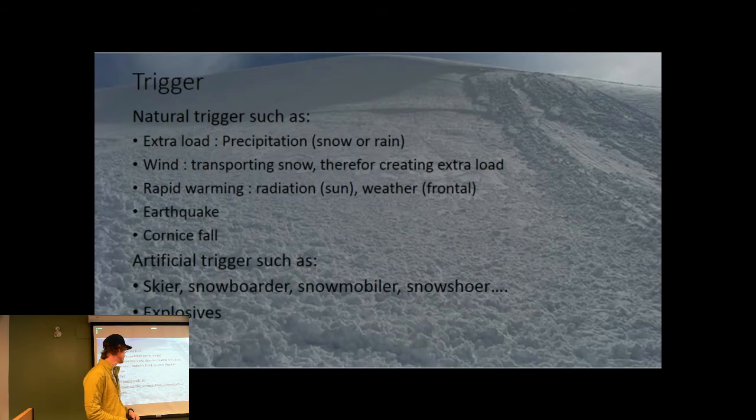Rapid warming, from sun or frontals, that means a frontal system or orographic lifting. If there's a warm front coming on, even if it's not sunny, the temperature might rise really quickly, and that's enough to trigger the slope. Earthquake, like the Huascaran avalanche or one in Italy, that was triggered by an earthquake. Or cornice fall, a big chunk of overhanging snow that falls on the slope might be enough to trigger the slab underneath it.